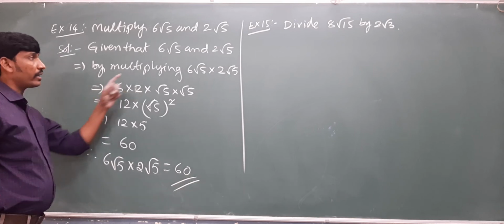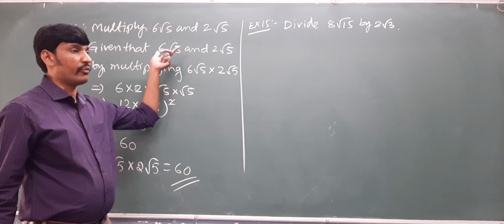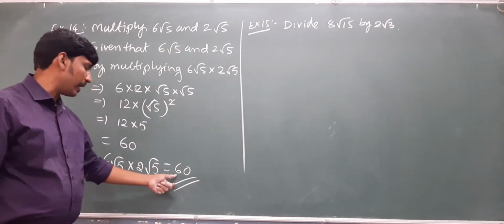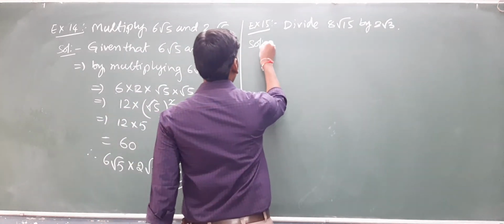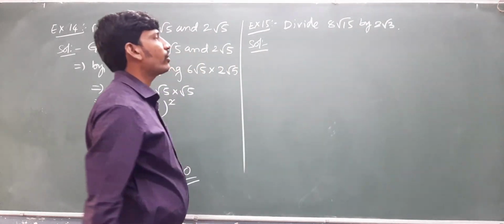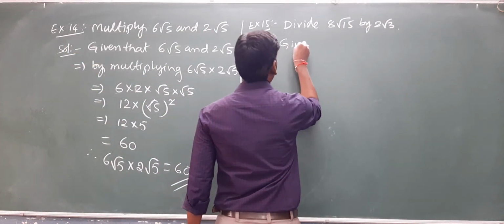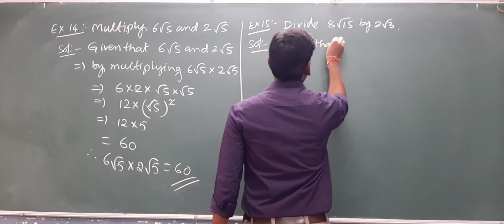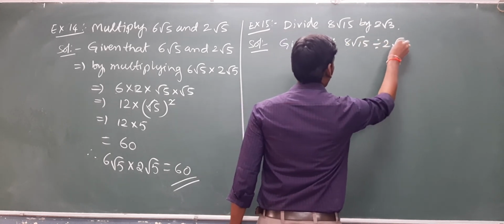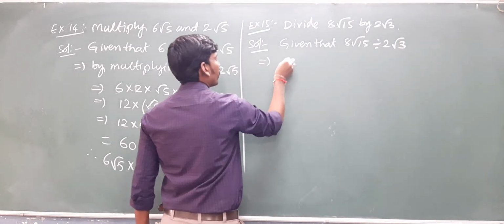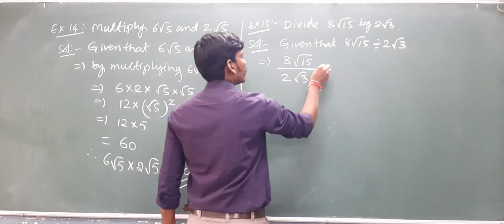See this here, both are irrational numbers. When we multiply these two irrational numbers, we got a rational number as the answer. Okay. Now coming to your example 15. Now see this here. Divide 8 root 15 by 2 root 3. Okay. So now given that 8 root 15 divided by 2 root 3.